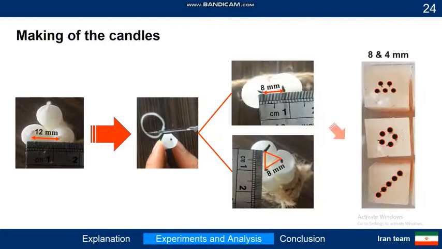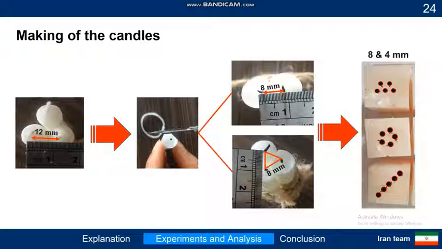Okay, because the question says that several candles burn next to each other, it means more than two. I put three candles next to each other, but it increases the distance. So I cut the paraffin. As you can see, it causes some less accuracy.